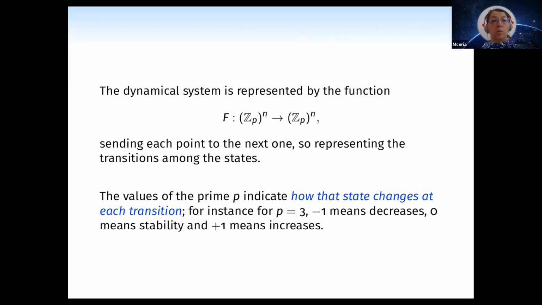The dynamical system we will consider is then represented by a function from Z_p^n to Z_p^n that sends a state, a point, to the next one. So you are representing how the state changes in time. And in particular, these values of the elements in Z_p that you put in the coordinates of the points explain how the state changes in transition, in the sense that, for example, for p equal to 3, -1 means the value decreases, 0 is the stability, and +1 is increases.